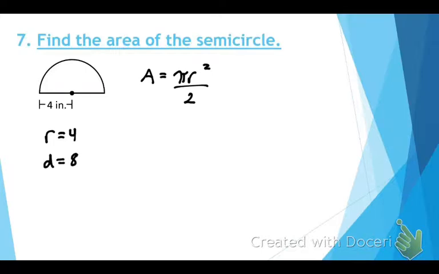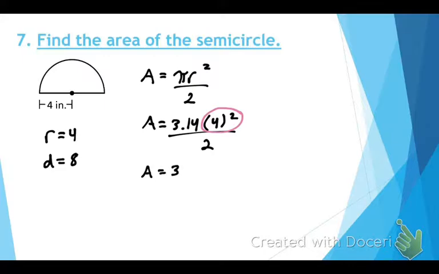All right. Let's plug some things in. A equals 3.14 times 4 squared divided by 2. Can I cross-reduce this right here? No. You can never cross-reduce a divide by 2 and a square, okay? And also, before you do anything else, if you remember order of operations, PEMDAS says we have to do the exponents first. What does 4 squared mean? 4 times 4.